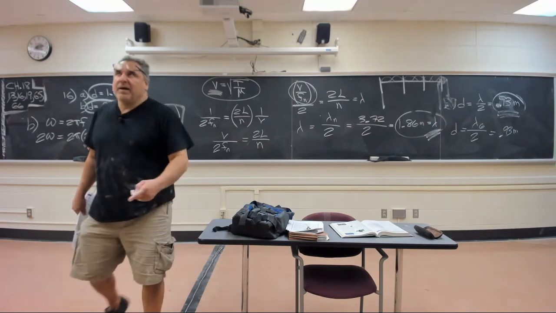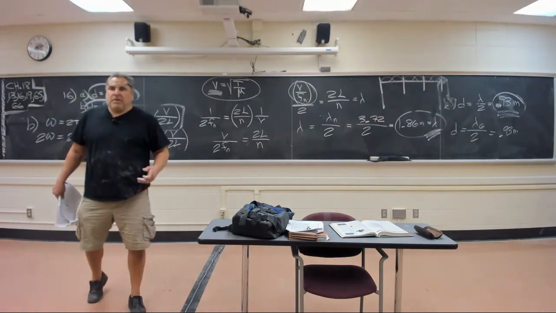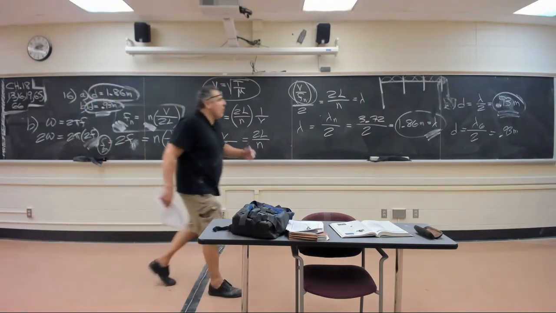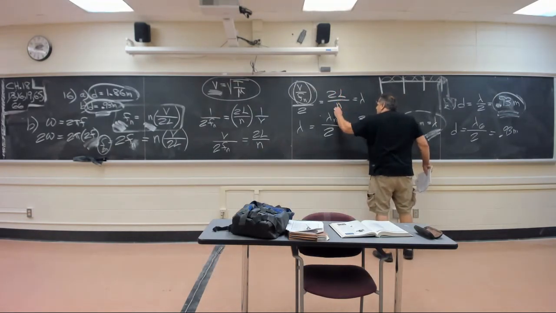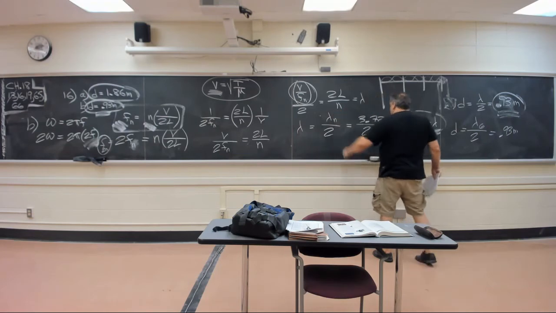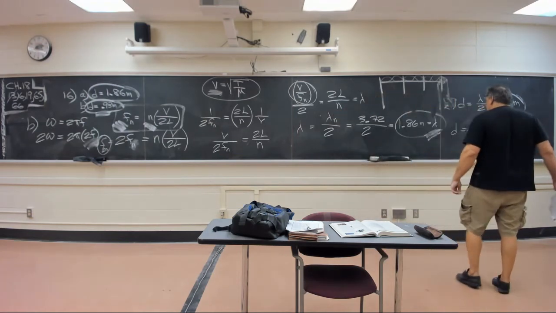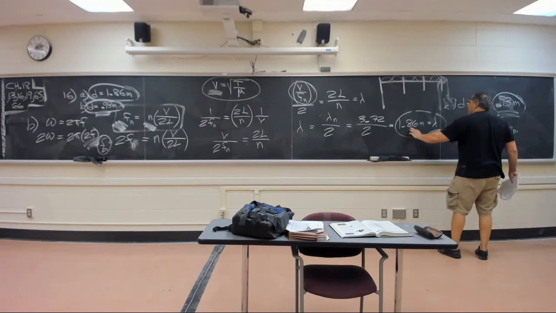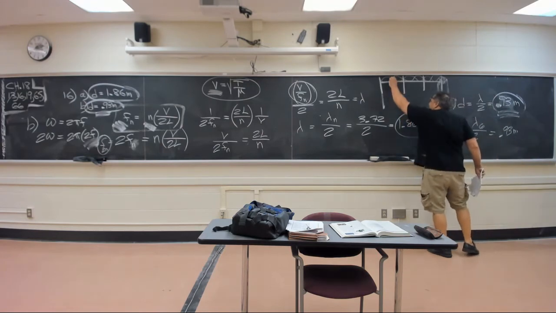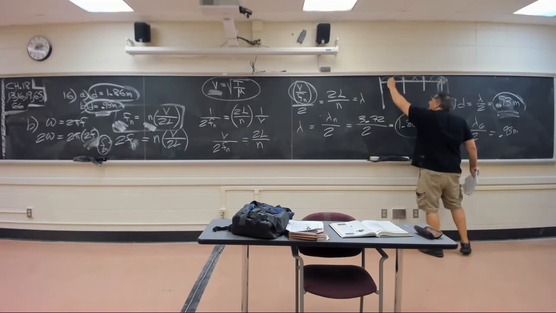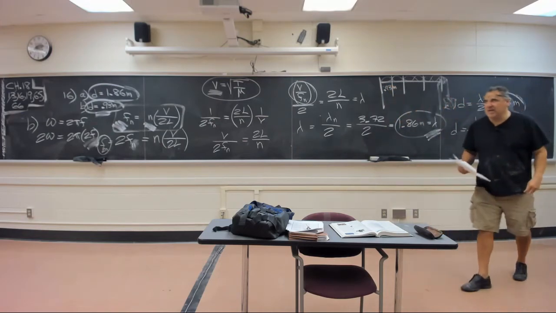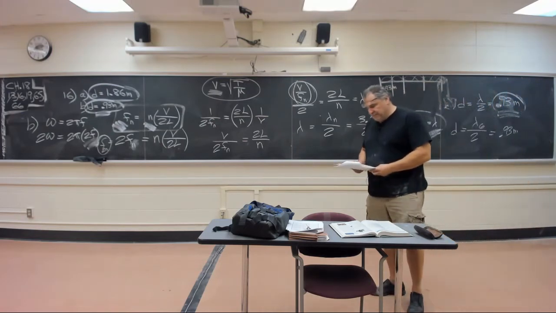If you double it, 5.58 doubled is 11.16 for the 2L. 11.16 divided by 6 is 1.86 for the lambda. And half of that is this guy. This is 1.86, that's 1.86, that's 1.86. What's half of 1.86? Here's your 0.93 meters. This is how the argument proceeds for A and B, you guys.